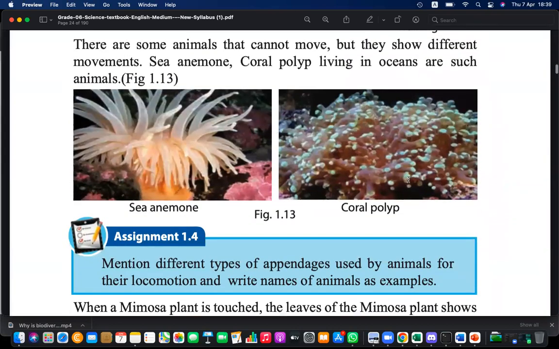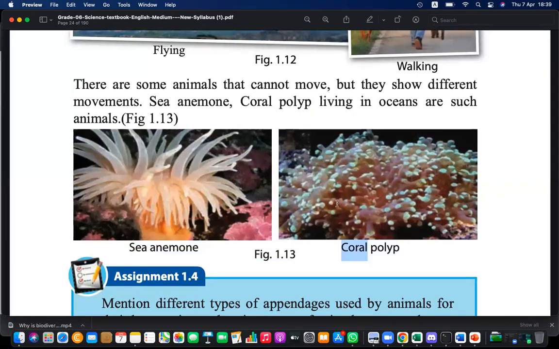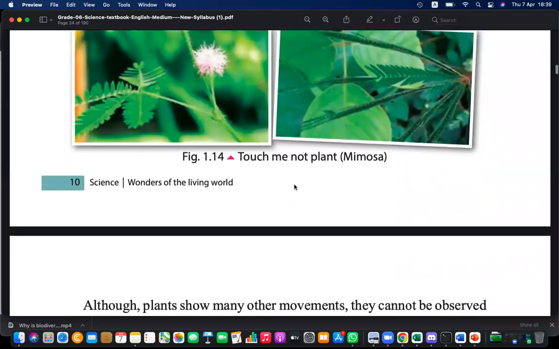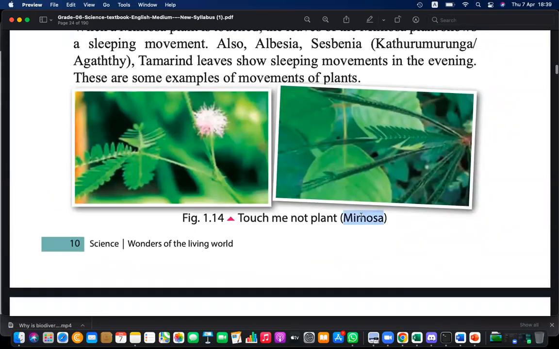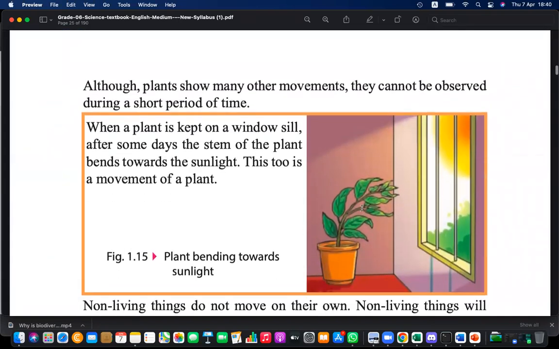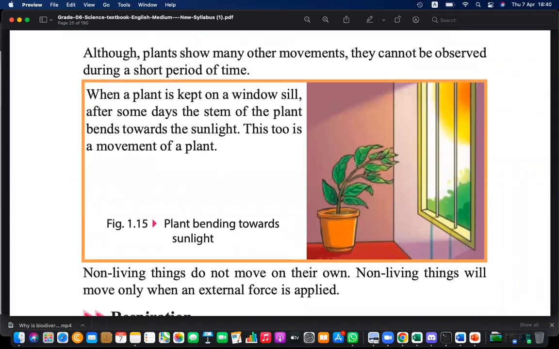Flying, walking. Here you can see sea anemone and coral polyp, they can't locomote. They are in the same place. They can't move from one place to another place. But here you can see mimosa-like plants, they can also move. When you touch this mimosa, that means it can move. But it cannot locomote. So we learn how plants move.